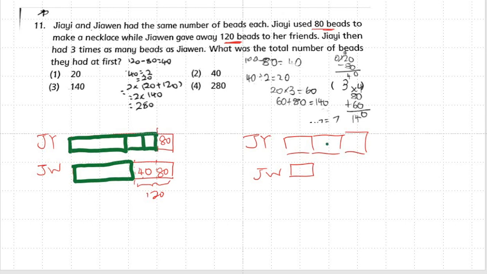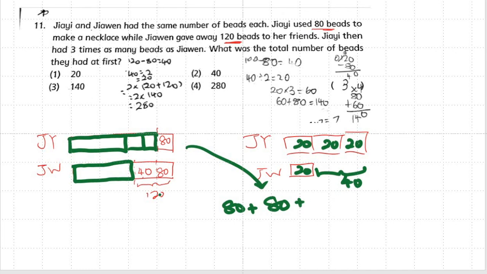So when drawing the proportion, these 2 boxes actually equal to 40. So 1 box is actually 20. Okay, so how much did they have initially? So now there's 2, 4, 6, 8. So now they have 80. I must add back this 80 here. Add back this 120. So I have 280. Okay.